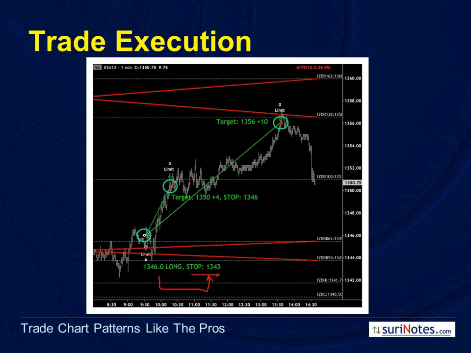So then once it moved to the first target, 1350, I said, okay, I'm going to move my stop to break even. That's my entry, 1346. If you look at it, this is 1346, and then the next trade is I moved up to 1356, and that's when I got out.